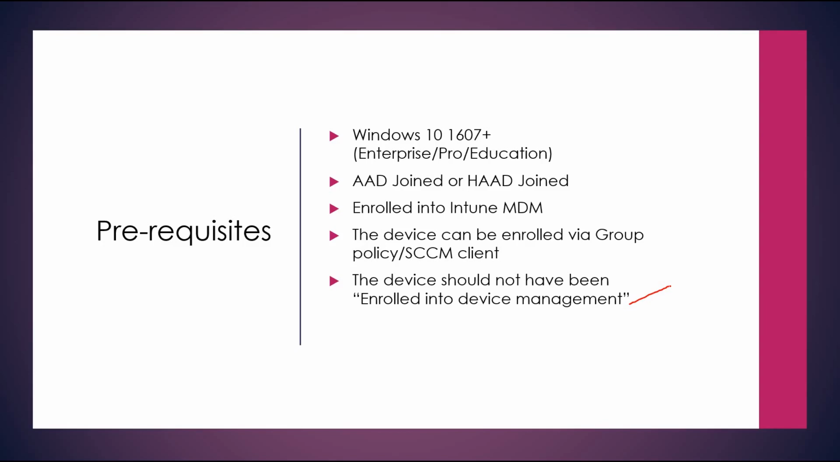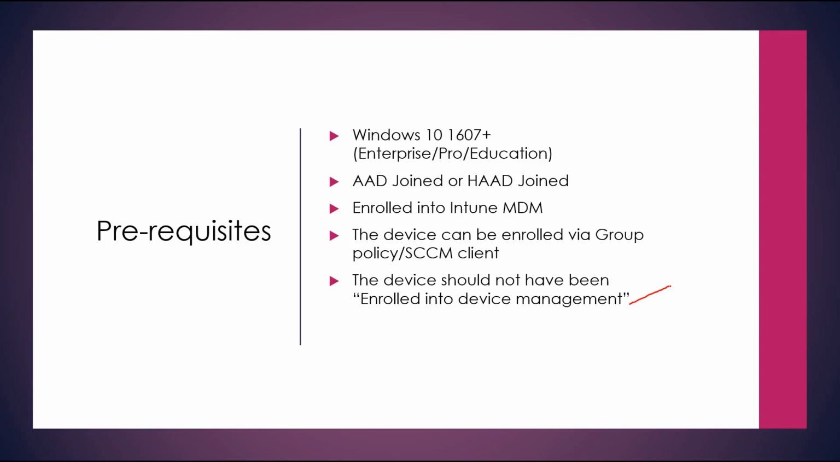So if the device was Azure AD joined and enrolled to Intune, then a Win32 application can be deployed to the device. Or if the device was hybrid Azure AD joined and enrolled to Intune. What I mean by that is, the most common example would be an on-premise setup, where the device being hybrid Azure AD joined means the device is joined to both on-prem as well as Azure, right?